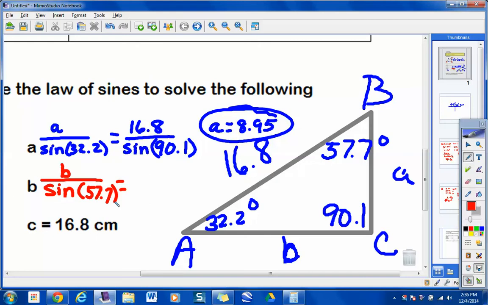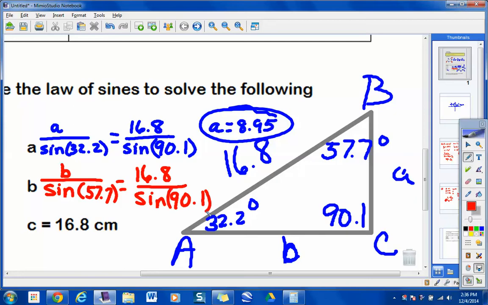Which limit equal? Well, you could use A or C, right? Could use A or C now, couldn't I? I'm going to use C again. 16.8 over sine of what? Again, make sure you put parentheses around your angles and you'll get an answer for B.